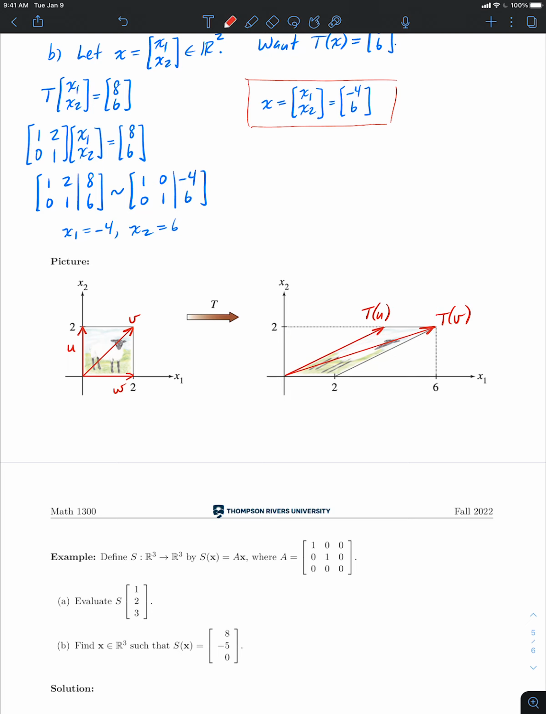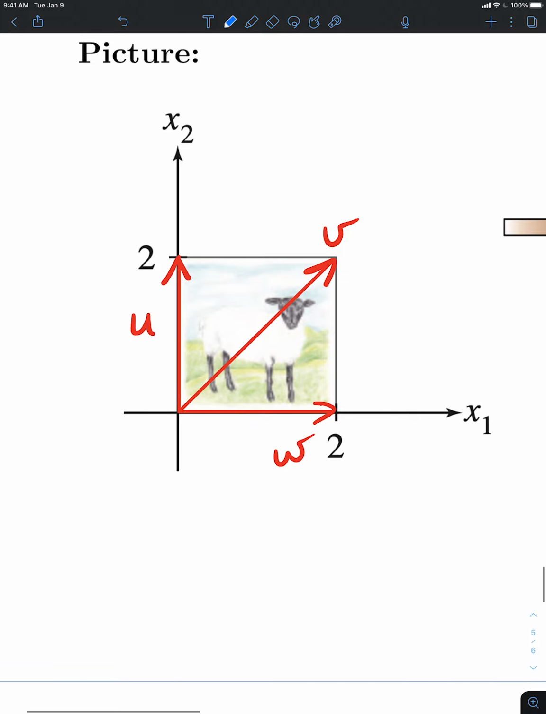But the interesting part here is now the w. Look at w. T of w hasn't changed at all. That's the interesting thing about mappings like this. Why did it move u and v so far, but it didn't move w at all? I try not to spoil the joke here, but before I go any further, I'll tell you what these things are called, and you can think about why they chose a picture of a sheep for this example. It's kind of funny.